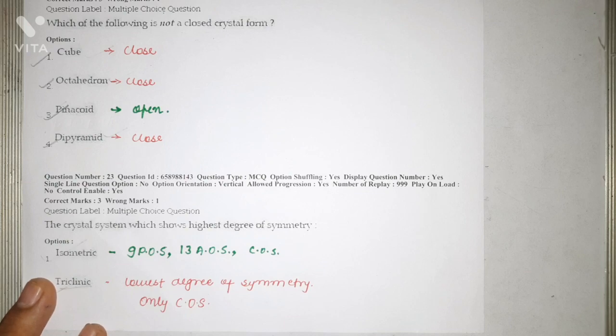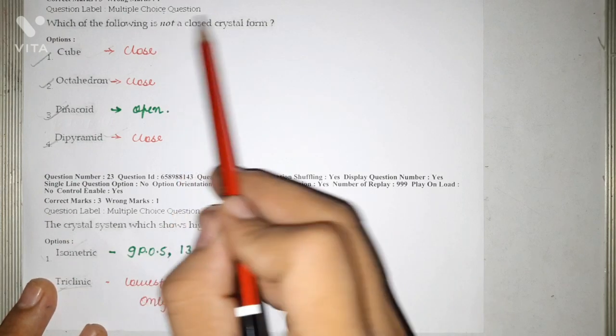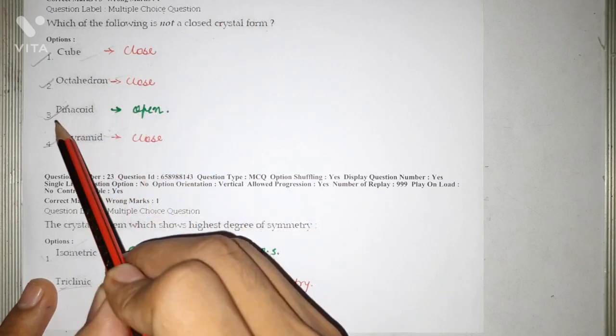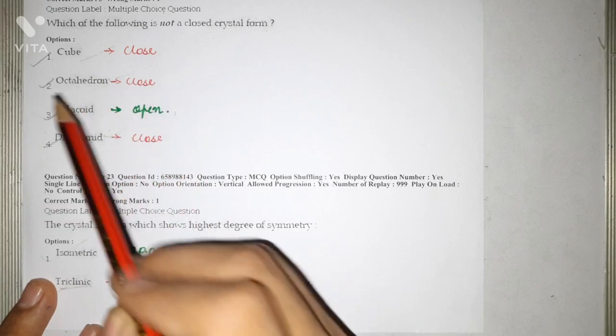So clearly the question is asking which of the following is not a closed crystal form. So cube, octahedron, and dipyramid, these are closed. Pinacoid is the only one that is open. So the correct answer is pinacoid.